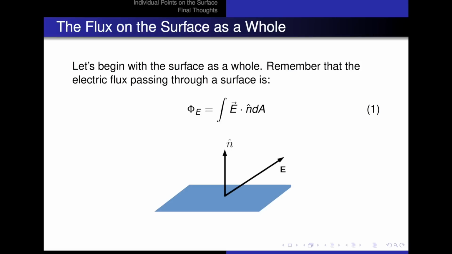Now, remember in class, generally speaking, we can simplify this expression if the surface is flat and the electric field is constant in magnitude and direction. And that's where that EA cosine theta comes from. But in this case, we are not going to simplify the electric flux. We're going to keep it in this form.